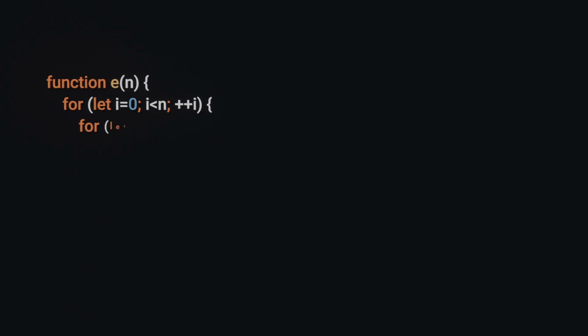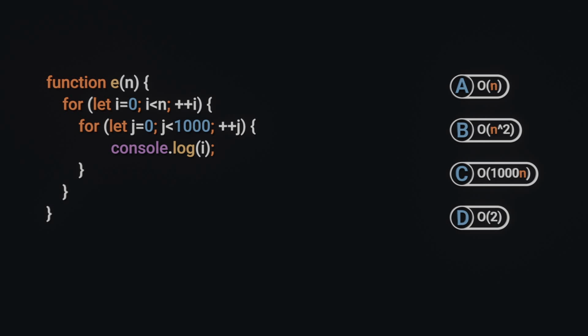What is the time complexity of this function? The inner loop is constant. For each iteration of the outer loop, the inner loop will perform the same amount of work. So the answer is O of n.